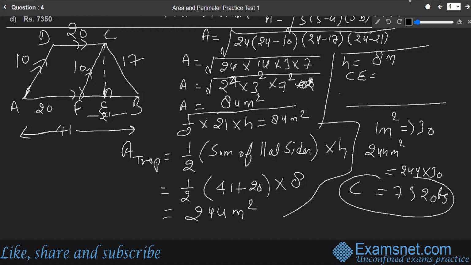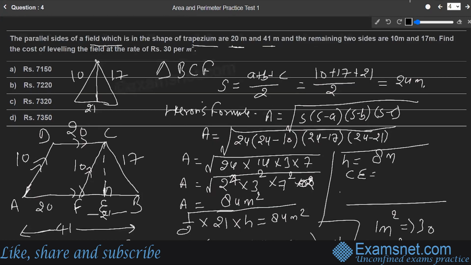Let's see where it is available. 7,320 is available in option number C, so that becomes the right answer.